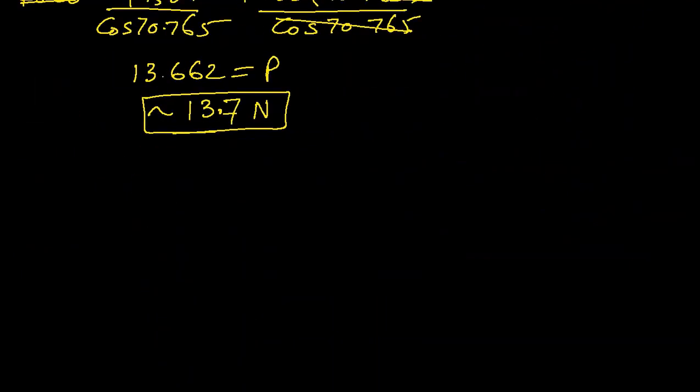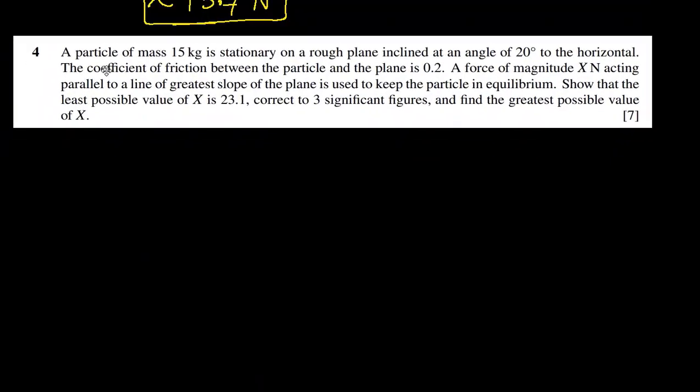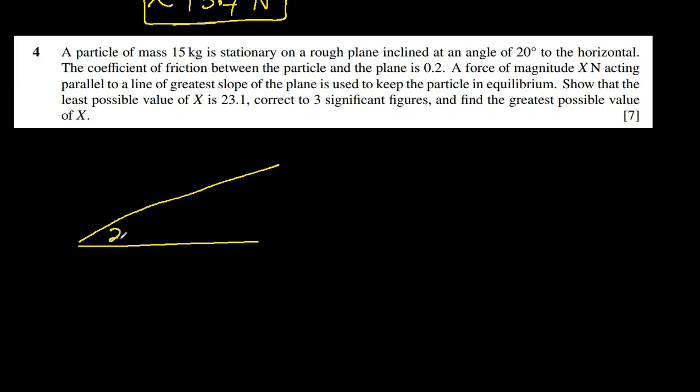Let's move on to the next one, which is this. A particle of mass 15 kg is stationary on a rough plane inclined at an angle of 20 degrees. This is it, and that's the horizontal, 20 degrees to the horizontal. The coefficient of friction between particle and the plane is 0.2. Suppose particle is here. A force of magnitude x Newton acting parallel to the line of greatest slope. This is called line of greatest slope, okay? Of the plane is used to keep the particle in equilibrium, okay?